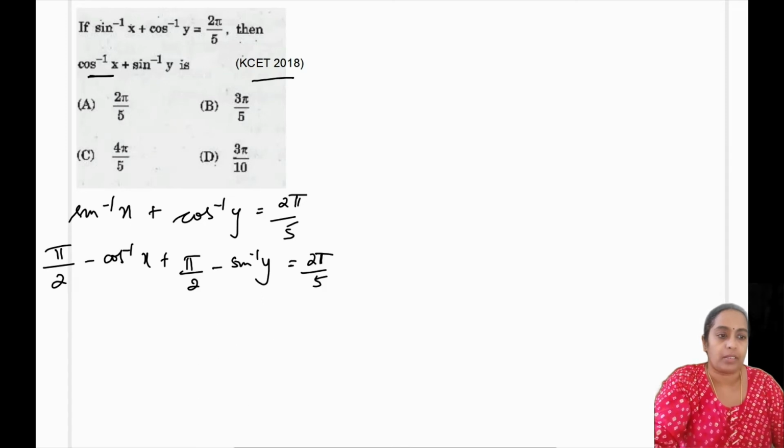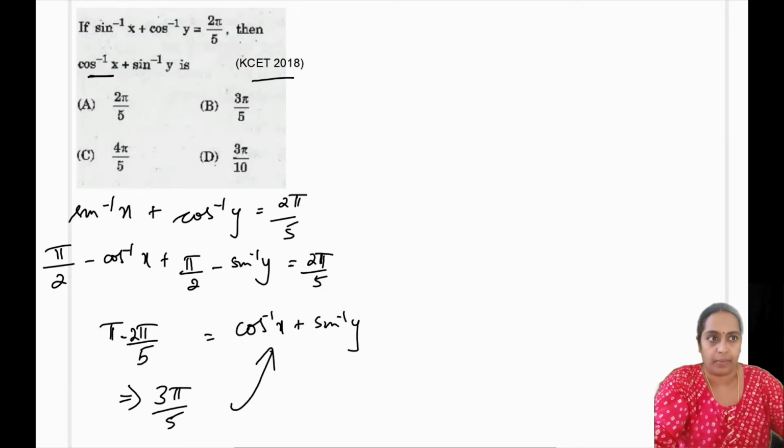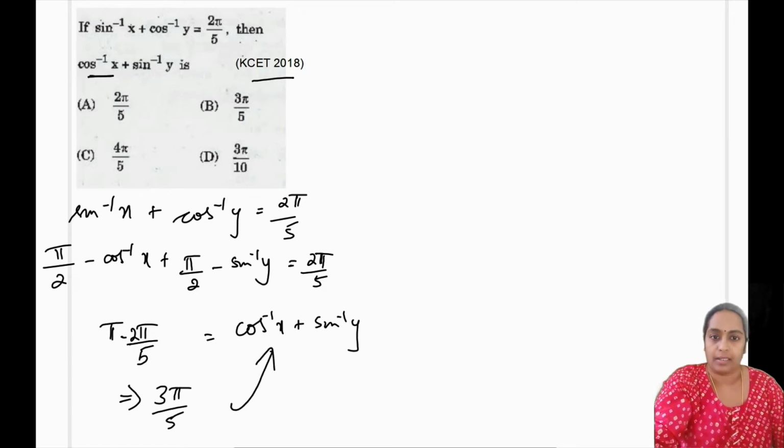So it will become plus cos inverse x plus sine inverse y. So on the left hand side we have pi by 2, and this 2 pi by 5 on the right hand side will come this side as minus 2 pi by 5. So when we take LCM, it's going to be 3 pi by 5. Answer is 3 pi by 5. So 3 pi by 5 is cos inverse x plus sine inverse y. So option B is the correct answer.